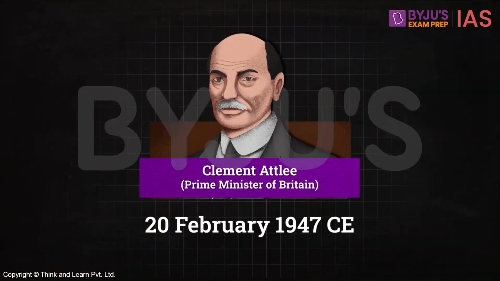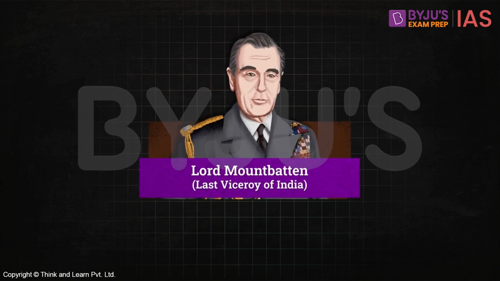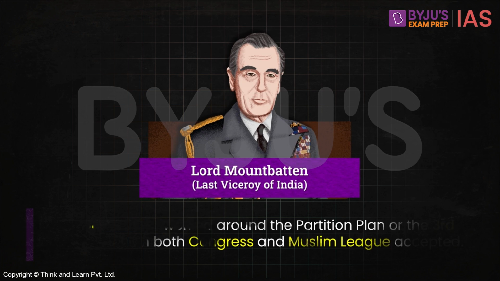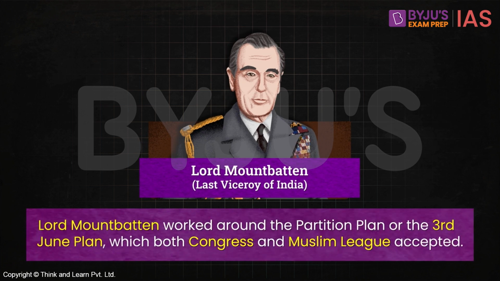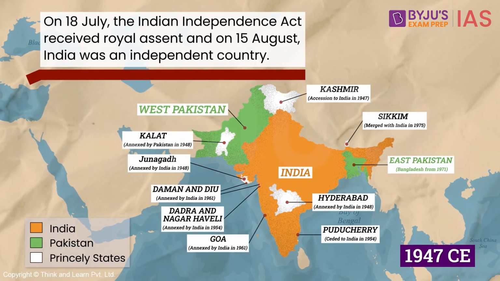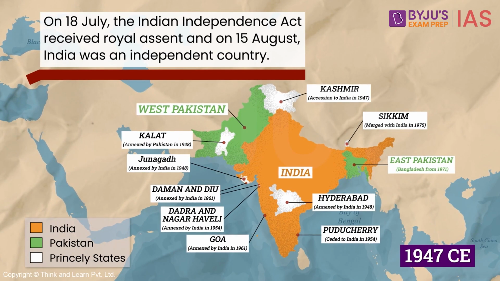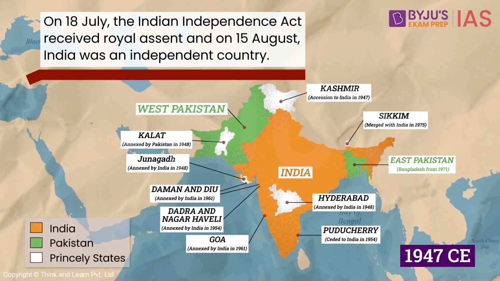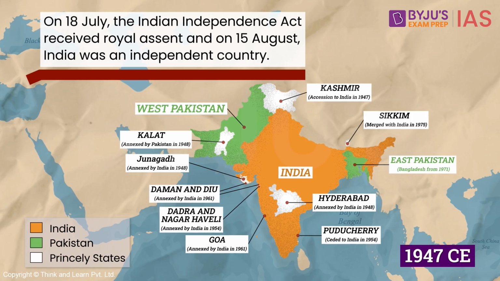On 28th February 1947, Clement Attlee, the Prime Minister of Britain, declared that they would relinquish their power in India by 30th June 1948. He named Lord Mountbatten as the Viceroy of India, succeeding Lord Wavell. Lord Mountbatten worked around the partition plan, or the 3rd June plan, which both Congress and the Muslim League accepted. Finally, on 18th July 1947, the Indian Independence Act received the royal assent, and on 15th August 1947, India was an independent country.